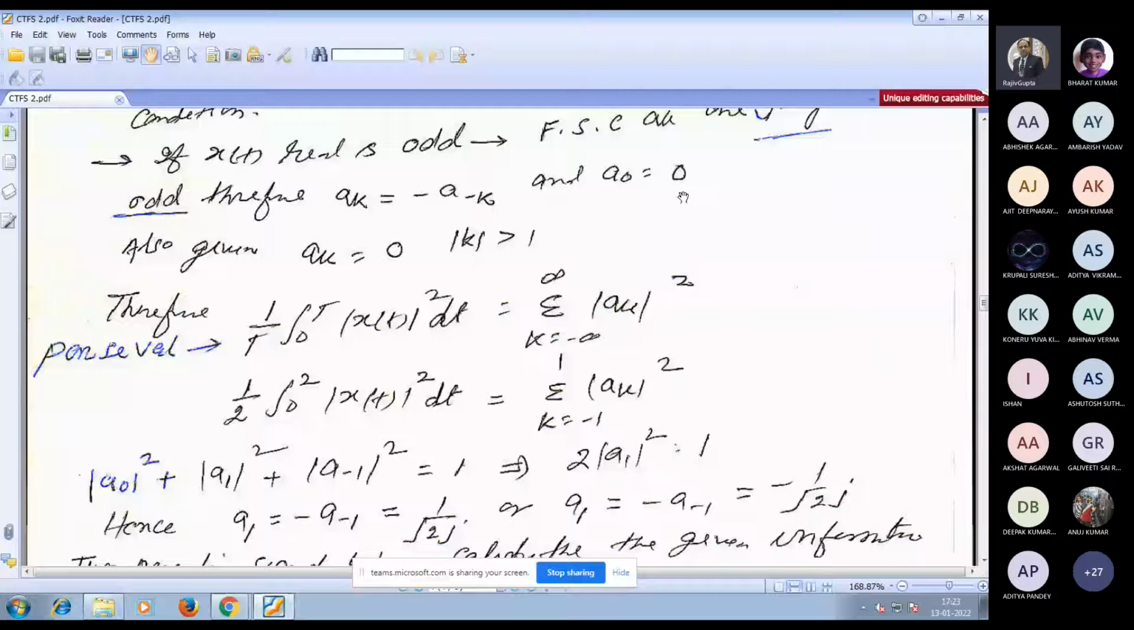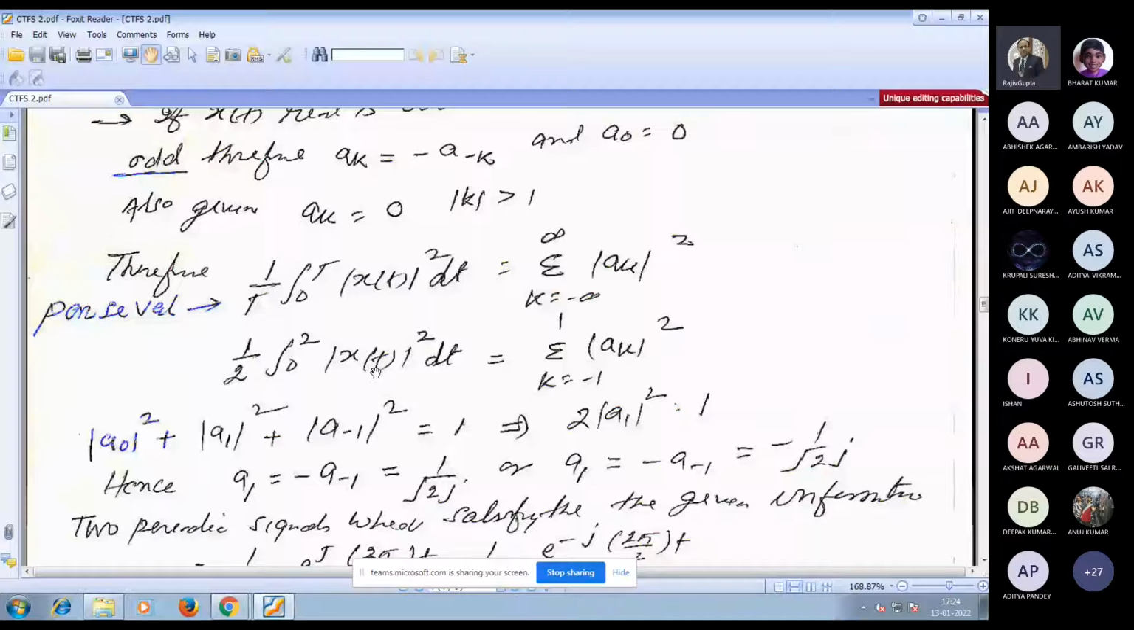So we have only, क्या मिलेगा? Mod of a1 square plus mod of a minus 1 square equals to 1, and this you can write as 2 of mod a1 square because एक condition और आपको पता है, ak equal to minus of a minus k. This is what you already know. So you have a relation 2 of a1 square equals to 1.